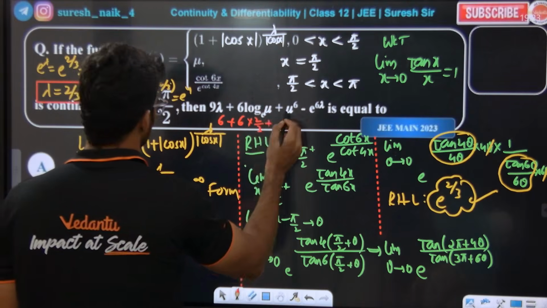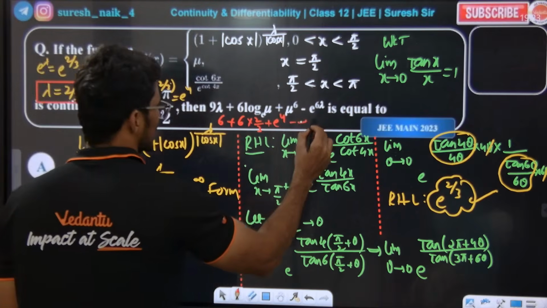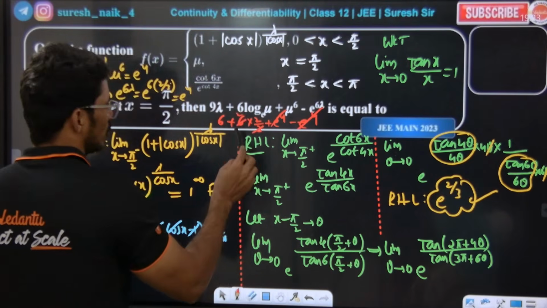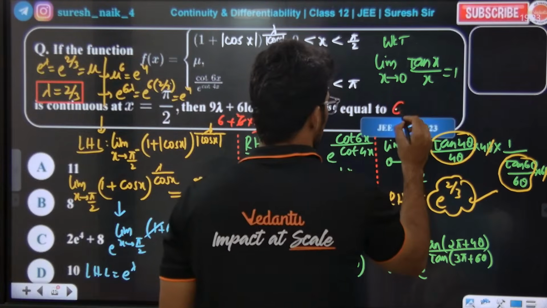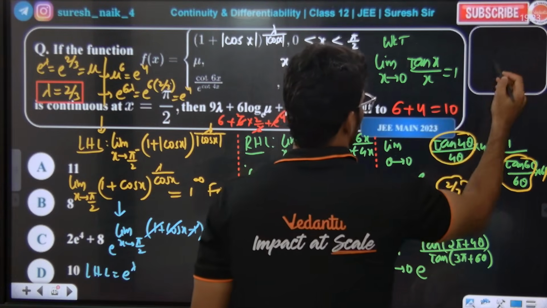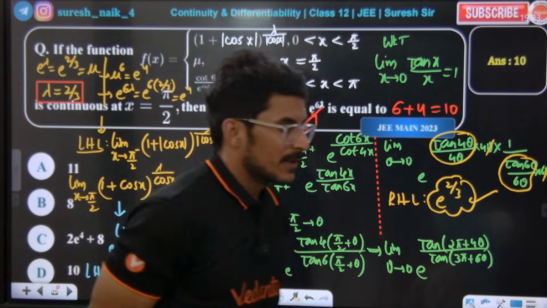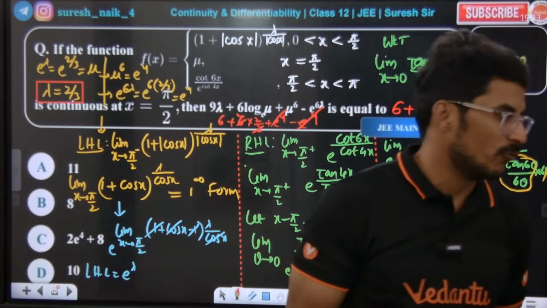It will come like this. Plus mu power of 6, what? E power of 4. E power of minus 6 lambda, e power of minus 4, look. This will cancel. Understood? 3 ones, 3 twos. So 6 plus 4. 6 plus 4, what is the ultimate answer? 10. 10 should be the right answer. Any doubts? Tell me, guys. Please check, guys.